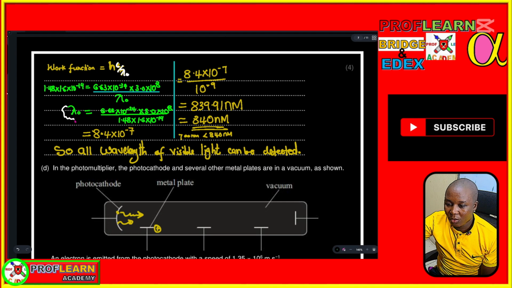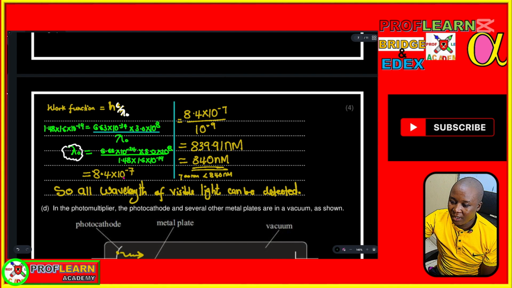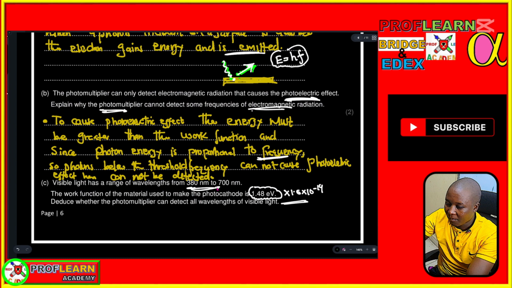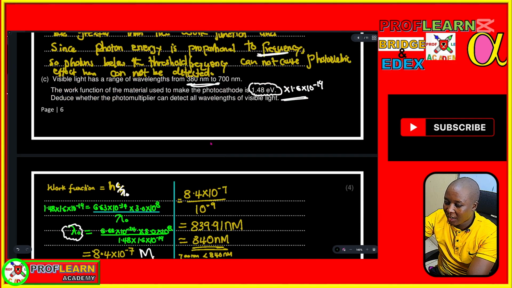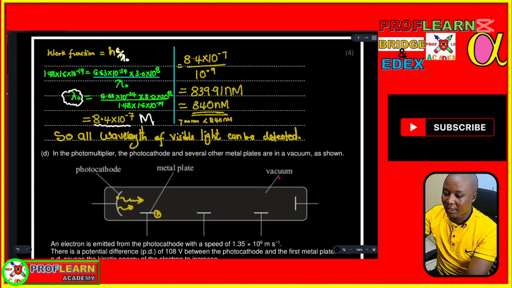wavelength, you are going to get it as 8.4 times 10 to the power negative 7. This is in meters, so we convert it to nanometers so that we can compare it against the values that were here. If you work it out, it is going to be 840 nanometers. You can see now that the value we have gotten is more than 700 nanometers, which means all wavelengths of visible light can be detected in that case.